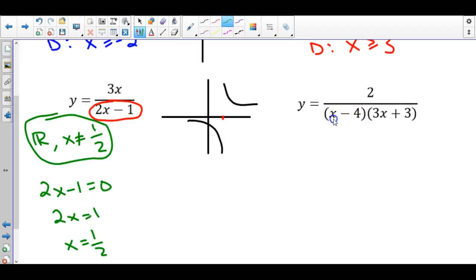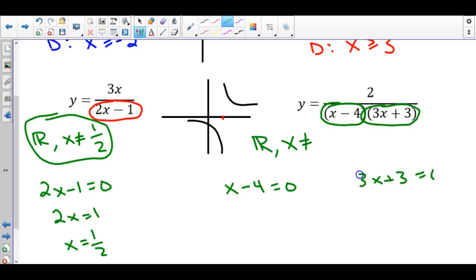For the one on the right, you would have a graph where there's going to be a couple x values that would not be included within our domain. So again, I'm going to write down it's going to be all real numbers, except x is not going to be a couple things. I'm going to take my x minus 4 and set that equal to 0, and I'll take my 3x plus 3 and set that equal to 0.